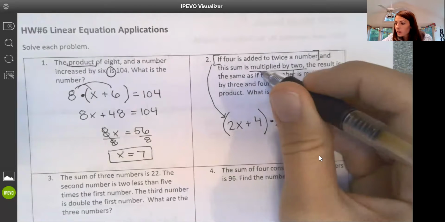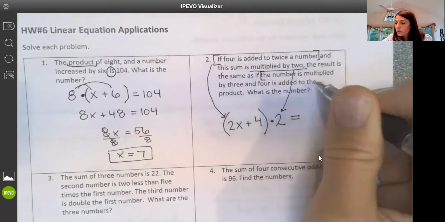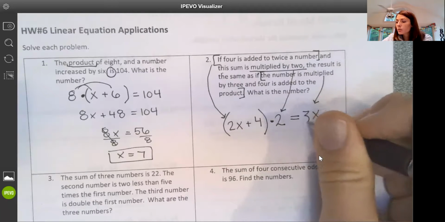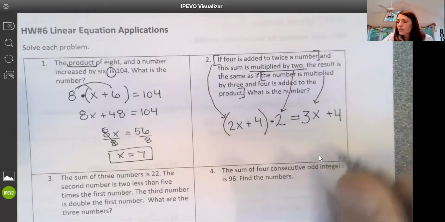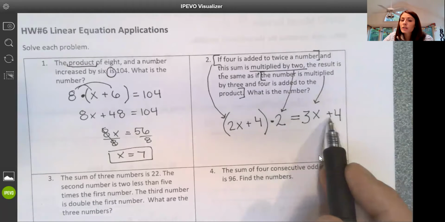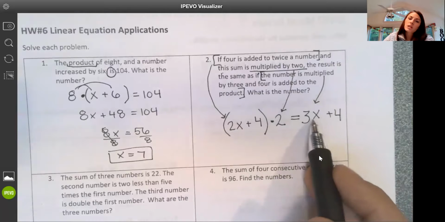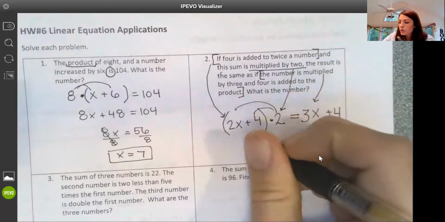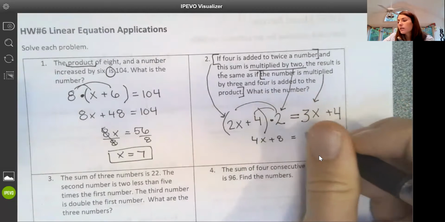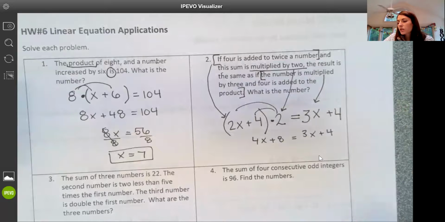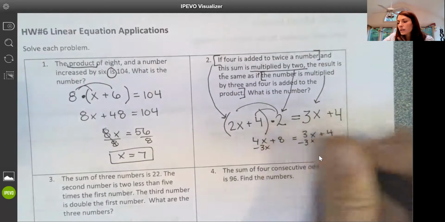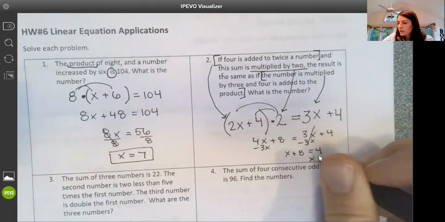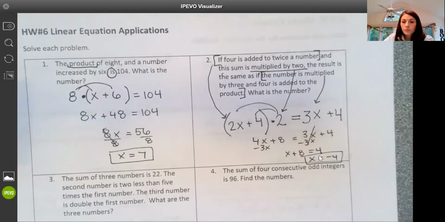as if the number is multiplied by 3 and 4 is added to the product. Okay, so this last piece, if that number is multiplied by 3 and 4 is added to that product, this is the product, 4 is added to the product. Okay, product means multiplication. Here's my setup. Solving, I need to distribute, so that gives me 4x plus 8 equals 3x plus 4. Subtracting 3x from both sides, and x plus 8 equals 4. And subtracting 8 gives me x equals negative 4.